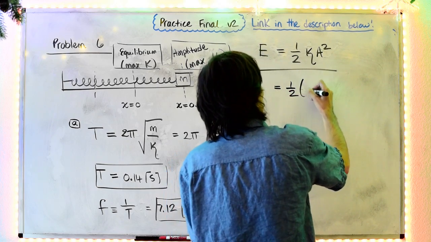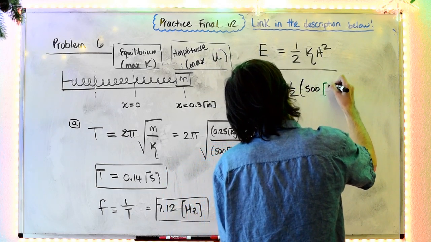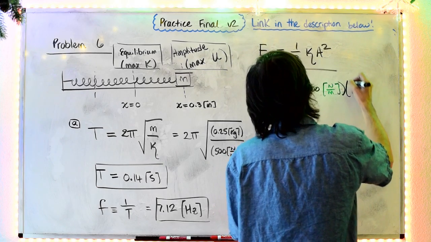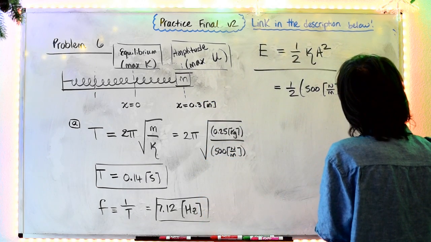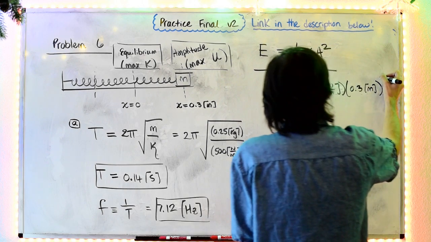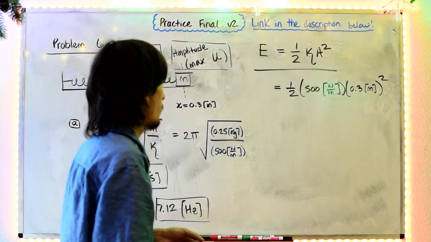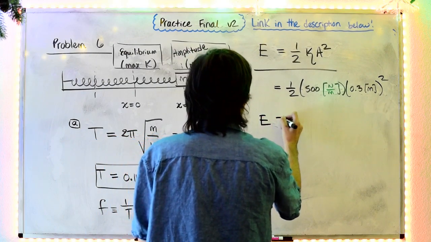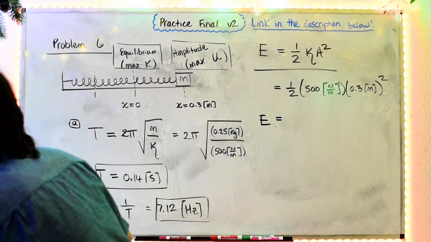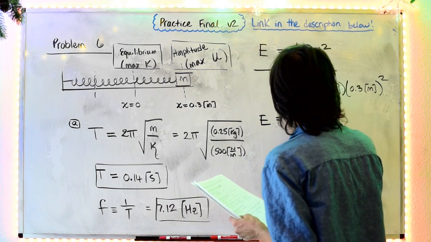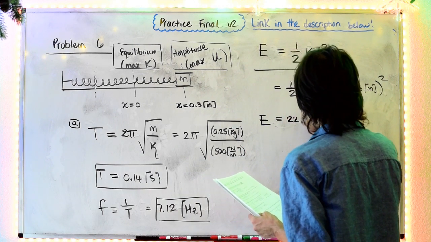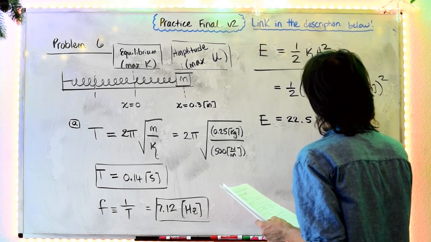So plug that in. 1/2 spring constant. And then the amplitude of the motion is 0.3 meters. Don't forget to square it. And for that, you get that the total mechanical energy ends up being 22.5 joules.